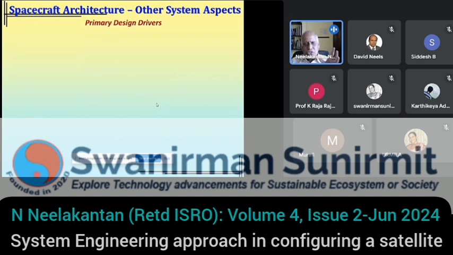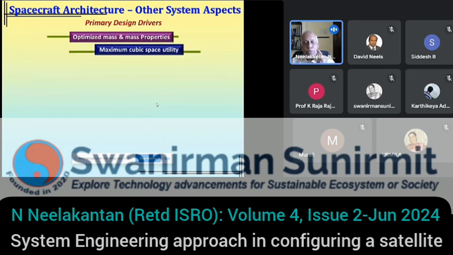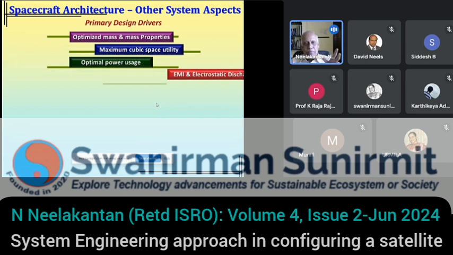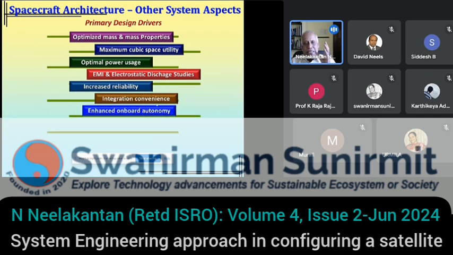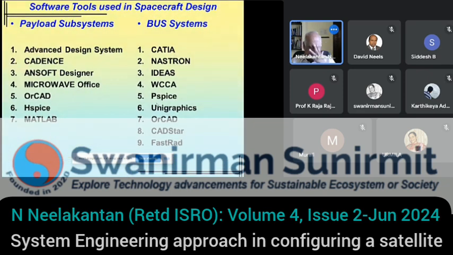And the other system aspects like optimized mass and power, mass properties of the entire spacecraft, maximum cubic space utility, optimal power usage, EMI (electromagnetic interference) and electrostatic discharge studies, increased reliability, integration convenience, enhanced onboard autonomy, time frame that is scheduled, cost reduction, etc.